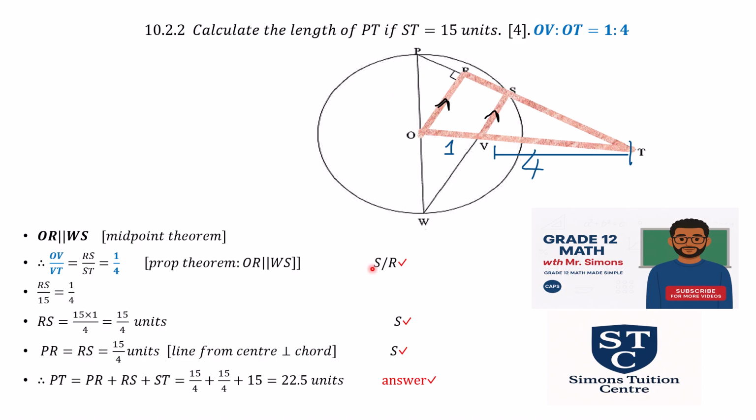Alright, so then again, as I said, get used to 1 mark for statement and reason. 1 mark here for the statement. Another mark there for statement. And final mark for answer. So that's your proportionality theorem problem.